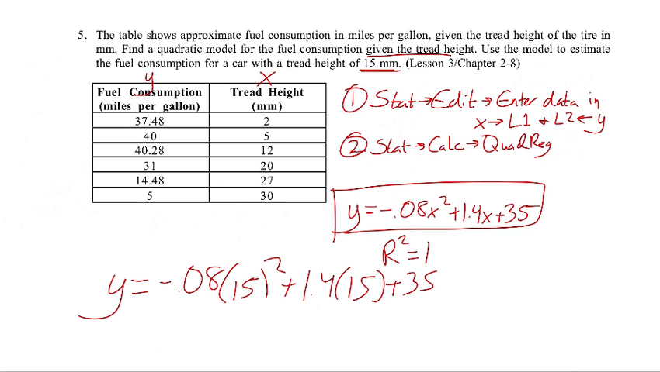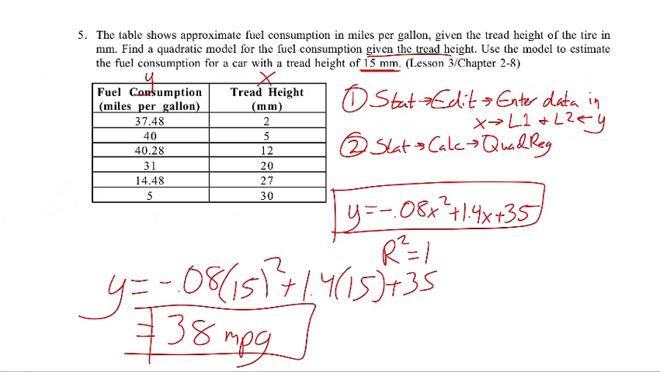When we have a tread height of 15 millimeters, we end up with a fuel consumption of 38 miles per gallon, MPG. So again, you can either plug that in, just like I have written there, or you can look at the table after you've entered it into y equals.